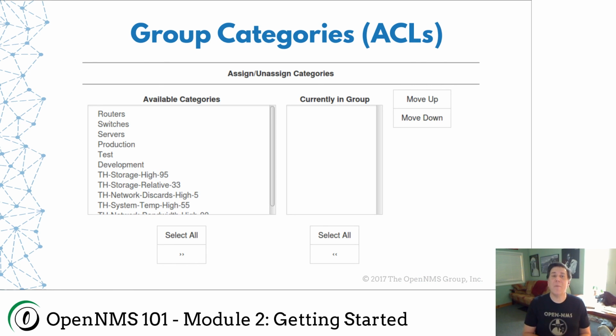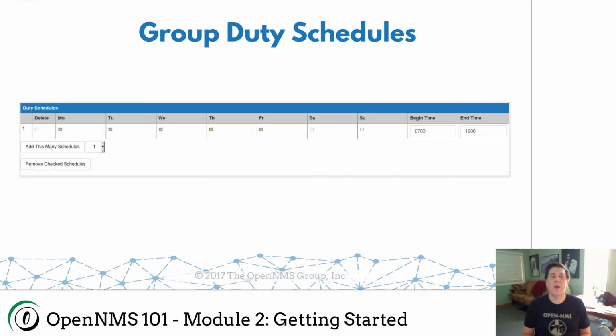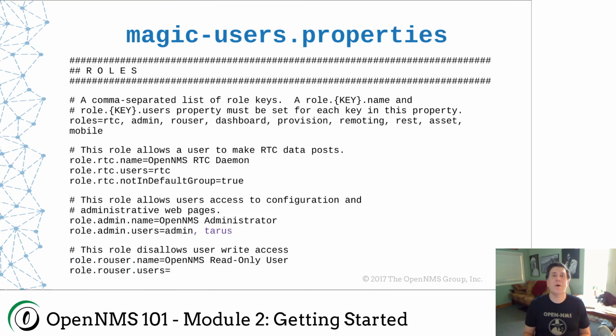We talked a bit about categories. If you want to use ACLs, you need to assign devices to categories, and then assign categories to groups. And that will limit what users in those groups can see. Groups have duty schedules as well. And we talked about the magic users.properties file.